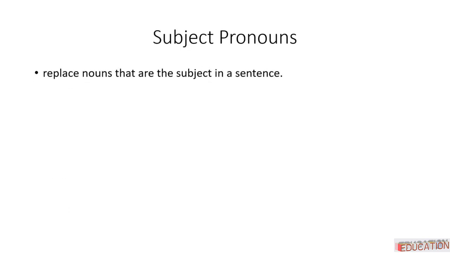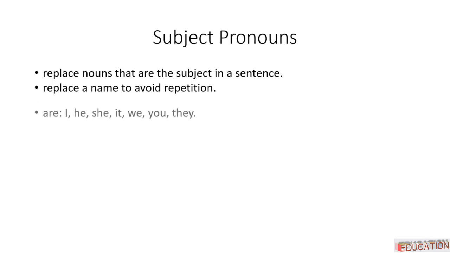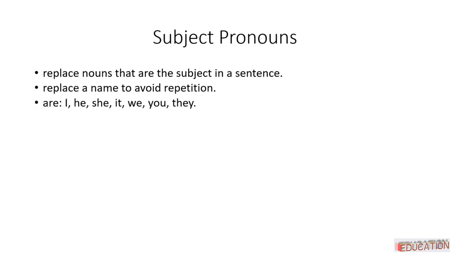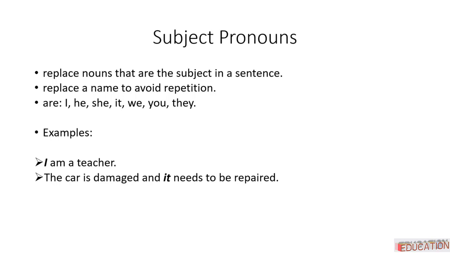Subject pronouns replace nouns that are the subject in a sentence, and we replace a name to avoid repetition. The subject pronouns are I, he, she, it, we, you, they. Look at some examples. I am a teacher. The car is damaged and it needs to be repaired. We are hungry. You drank my beer.